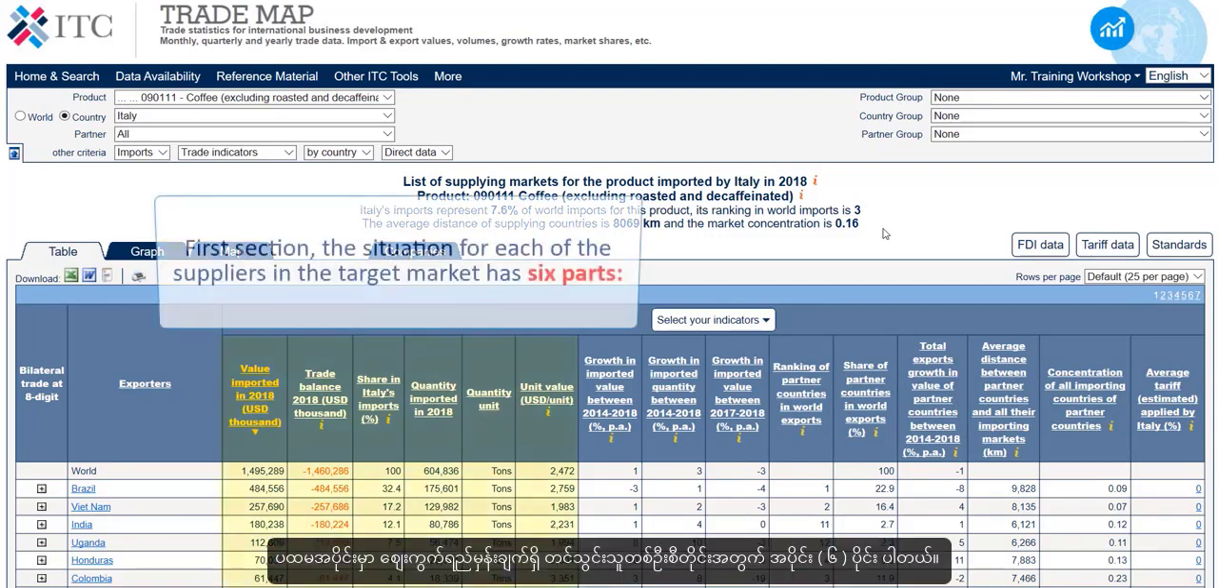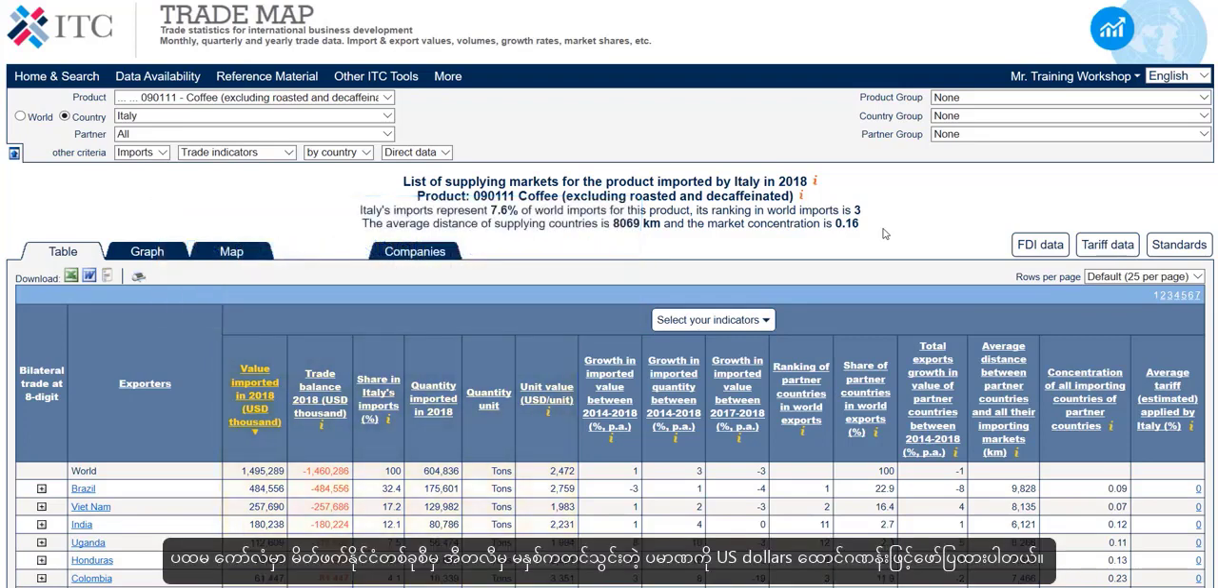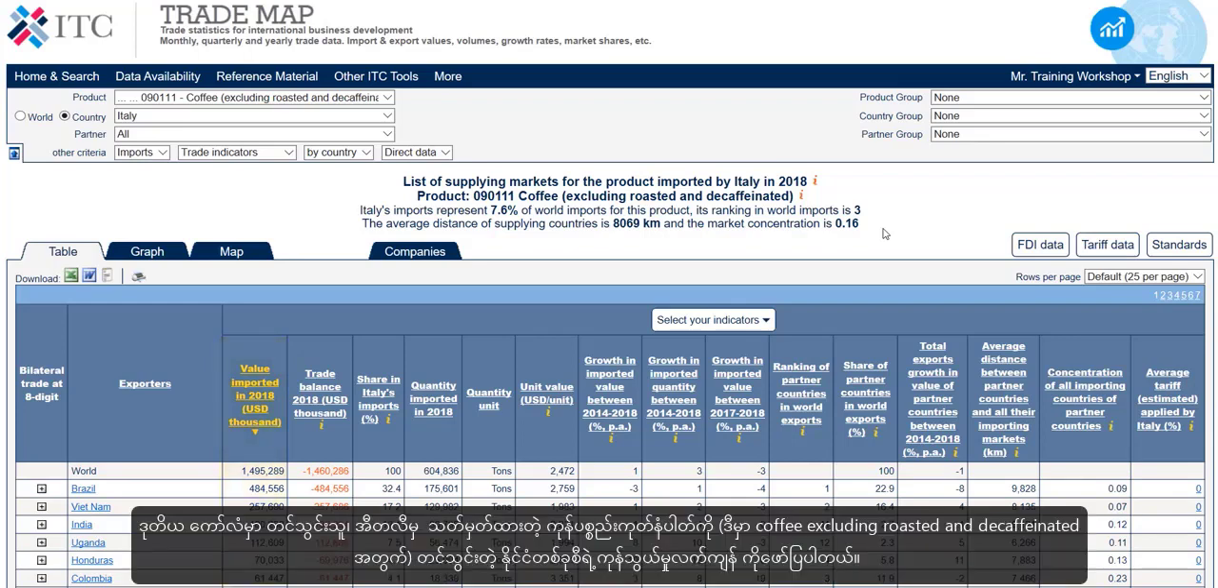The first section, the situation for each of the suppliers in the target market, has 6 parts. The first column shows the value imported by Italy from each partner country in the last year in thousands of US dollars. The second column presents the trade balance that the importer, in this case Italy, has with each supplying country for the specific product code, in this case coffee, excluding roasted and decaffeinated.